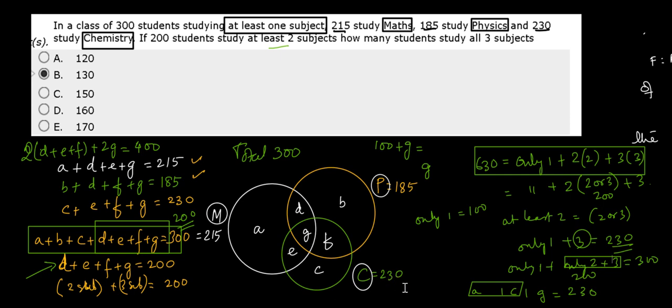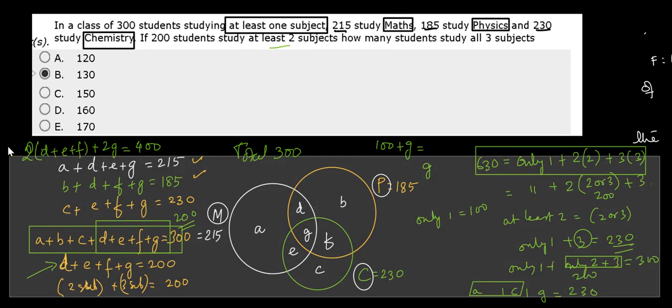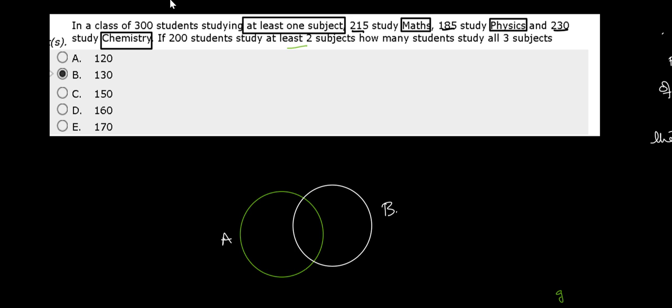And why is this logic important? Let me show you that also. So let's say I have two circles, A and B. If I count the number of elements in A plus the number of elements in B, that will mean I will count A once, B once, and C, which is the intersection of both, two times, right? This is one time, this is one time.